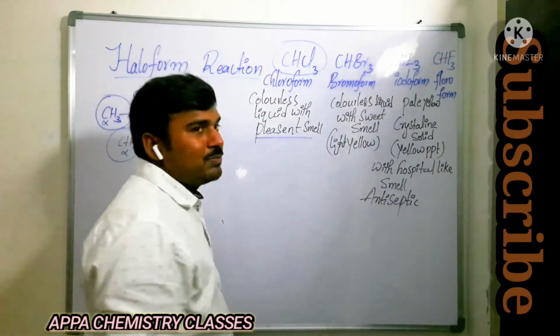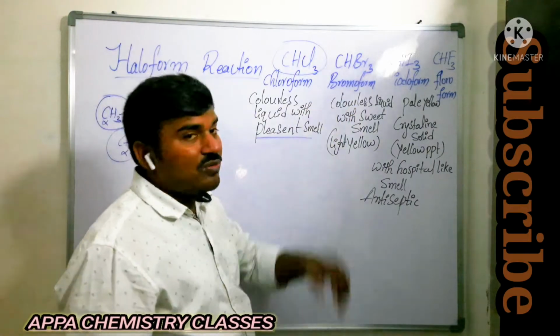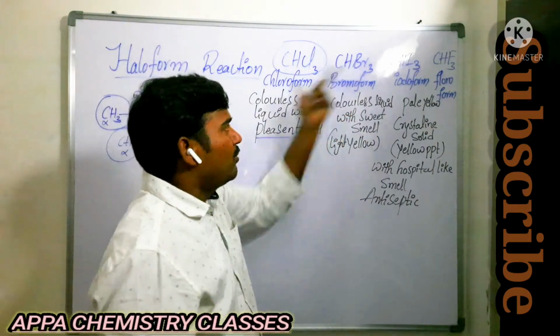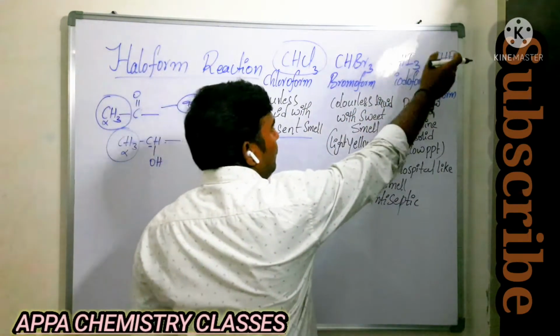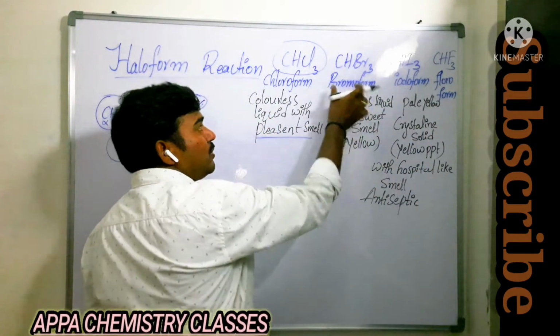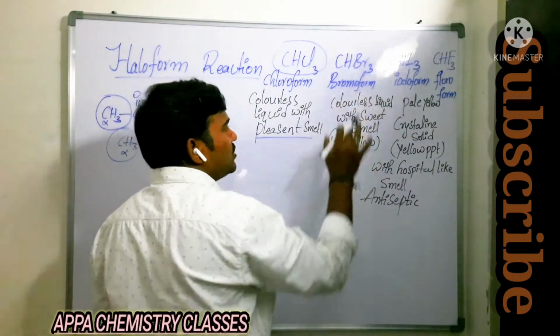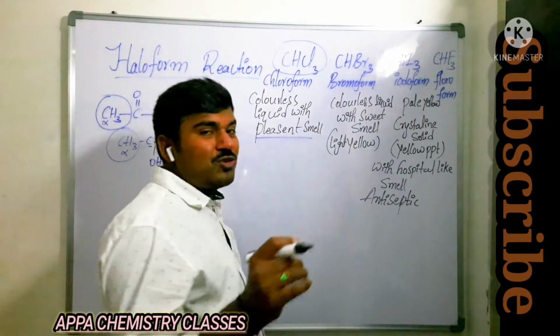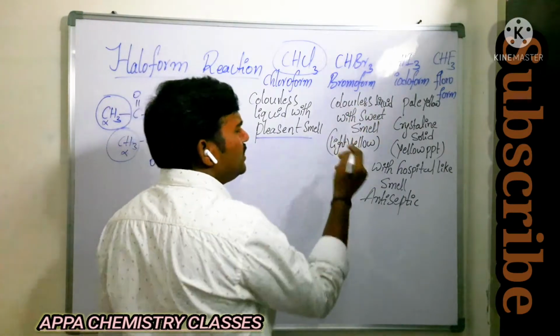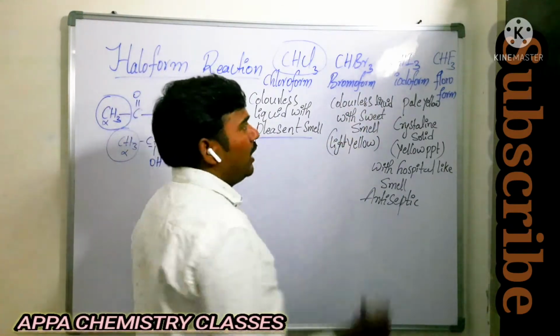Now CHBr3 is called bromoform, and likewise we have iodoform and fluoroform. Bromoform is also a colorless liquid with a sweet smell, and it can be light yellow in color.